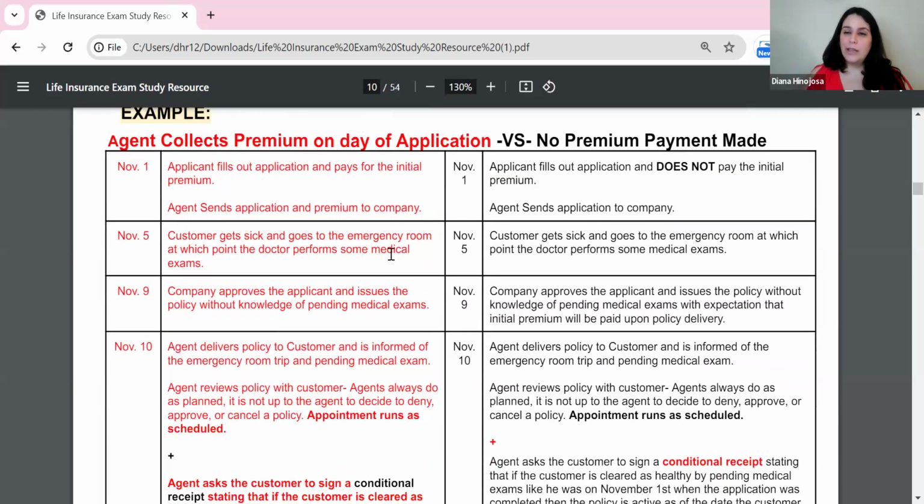November 5th, the customer gets sick and goes to the emergency room while our underwriter is investigating and trying to figure out, do we want to give this person a policy? Is this person a good risk for us? All right. So then on November 9th, the company approves the applicant and issues the policy without knowledge of pending medical exams. So our paperwork says that as of November 1st, on the red side, the customer is covered because the customer already paid for the policy. We don't know that there's a medical issue or anything happened at this point.